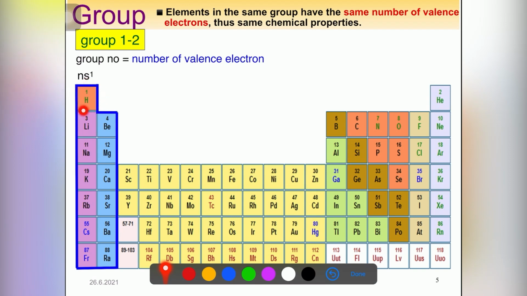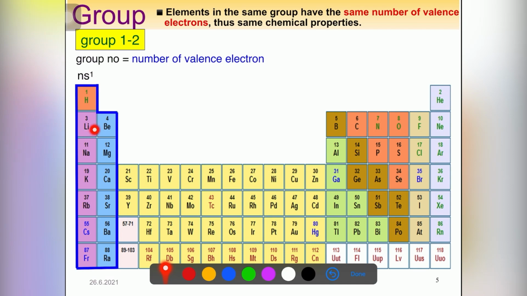The highest n is 1 because it is located in period 1. And there is 1 valence electron occupied in orbital s. So n refers to the principal quantum number, highest n. From the electronic configuration of the valence electron, you see that there is only 1 electron in the orbital, which shows that it is in group 1.